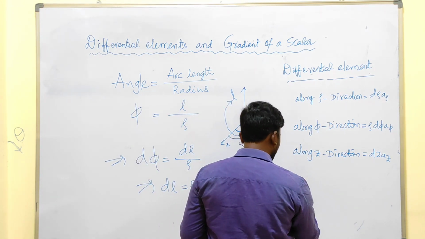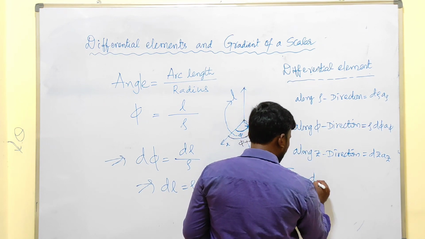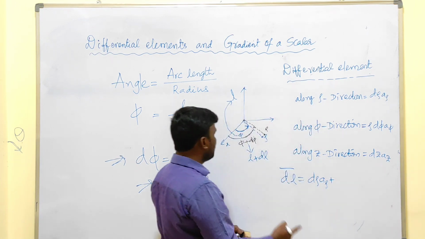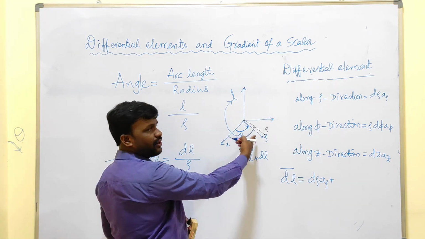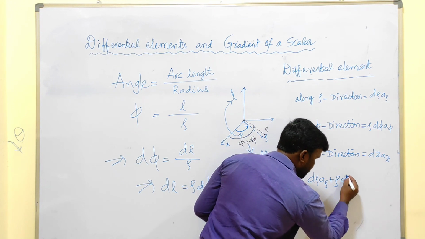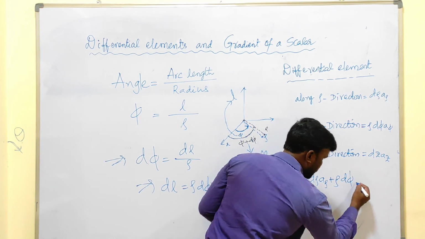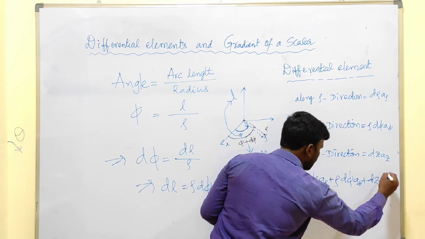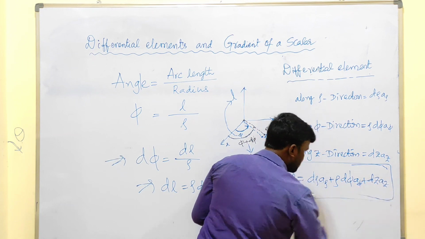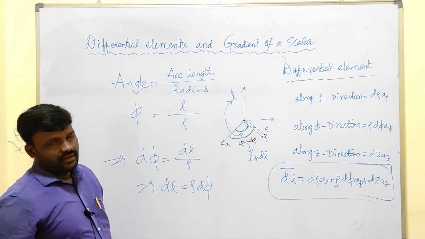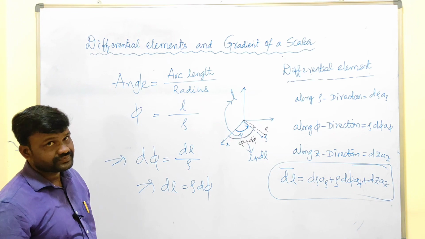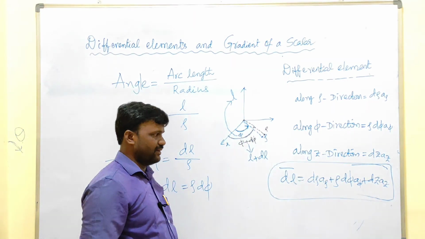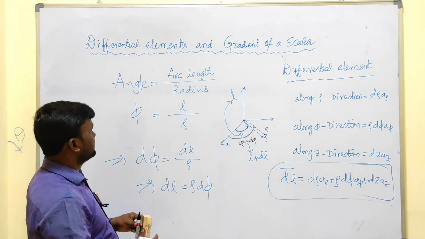That is dl bar equal to d rho a rho along rho, along phi, phi is the angle made by rho, so that's why this d phi is multiplied by rho: rho d phi a phi, whereas z is same as in Cartesian coordinate system. This is dz az. It is the total differential displacement in case of cylindrical coordinate system.